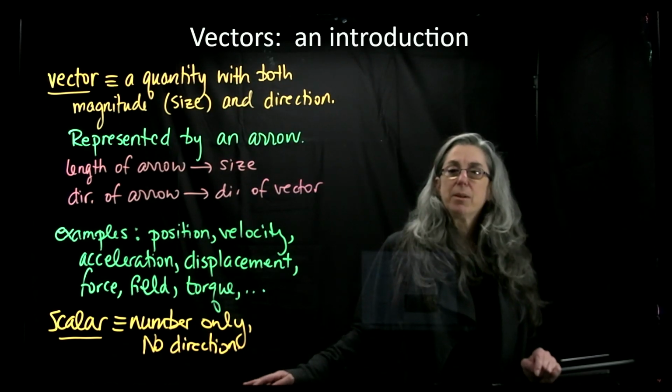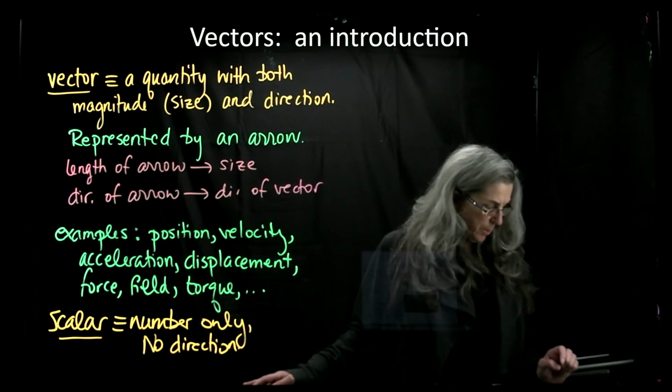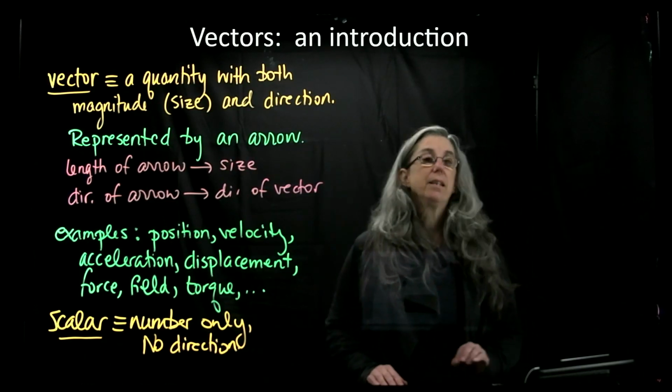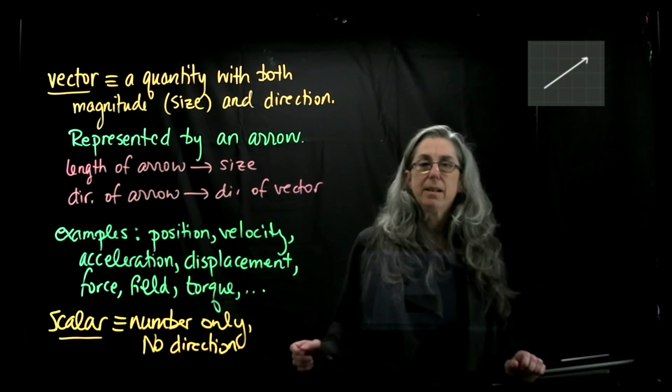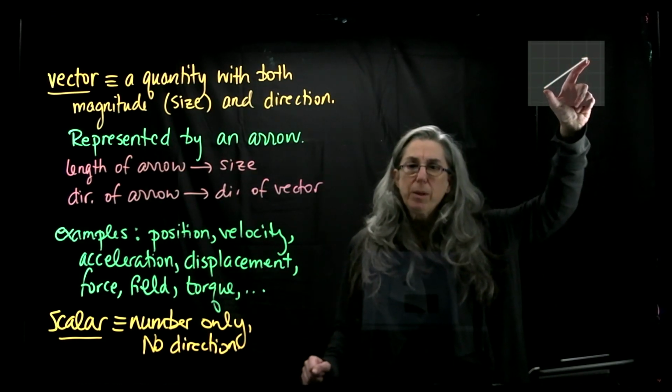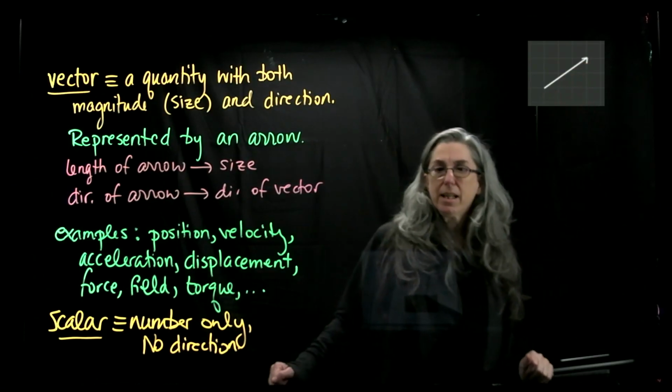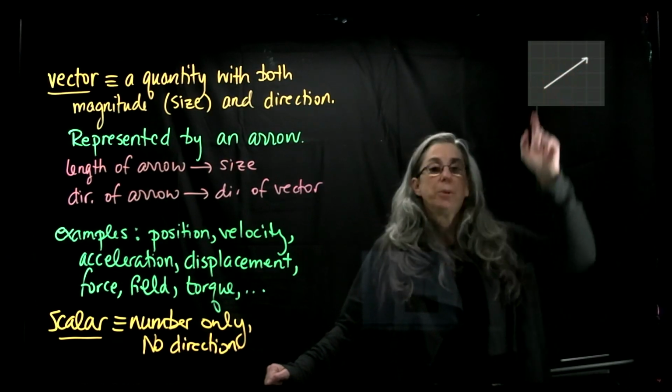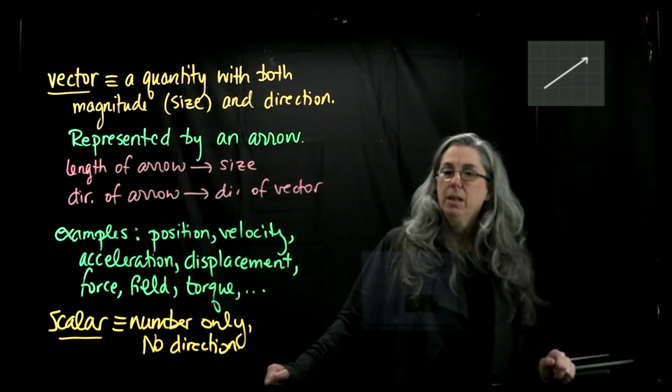A vector is a quantity that has both magnitude and direction. We usually represent it by an arrow, and the length of the arrow represents the magnitude. Another word for magnitude is size. So the length of the vector represents the size, and the direction that the arrow is pointing represents the direction.